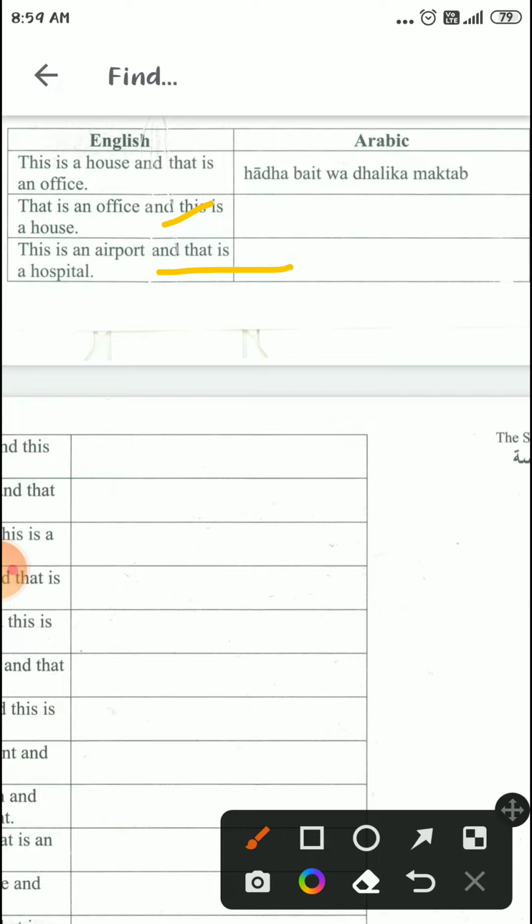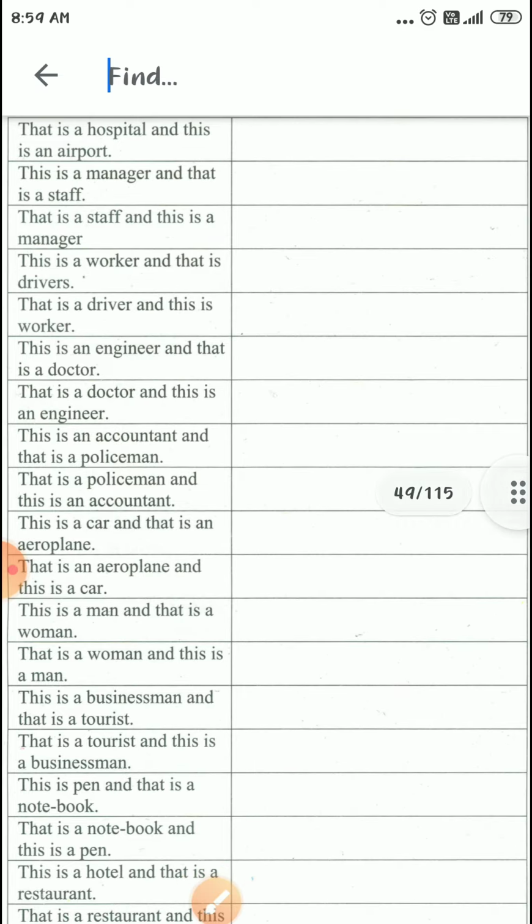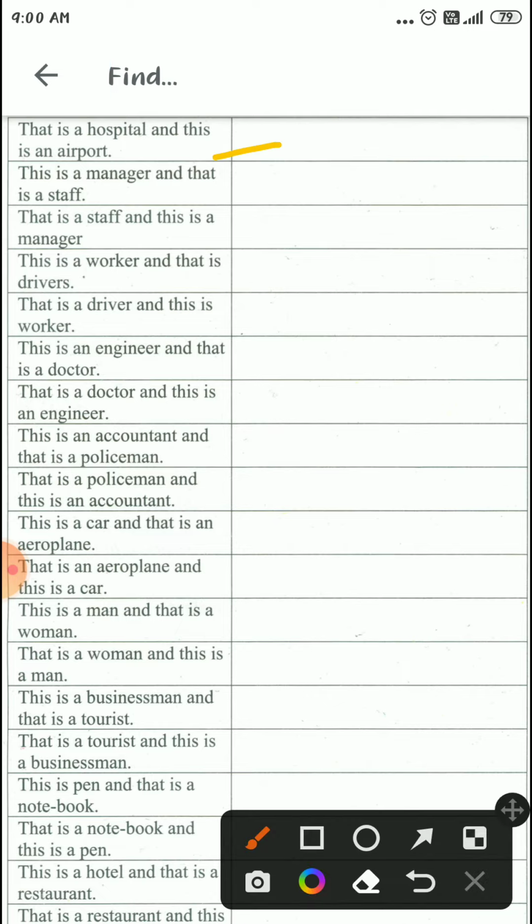This is an airport. هذا مطار. And that is a hospital. وذلك مستشفى. That is a hospital. And this is an airport. That is a hospital. ذلك مستشفى. وهذا مطار.